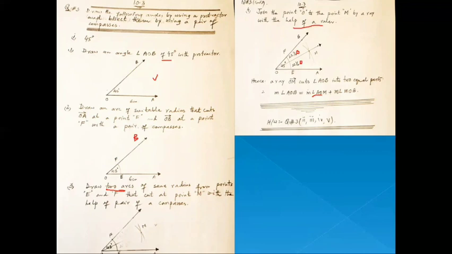Now from O, draw the ray through M. The ray OM is an angle bisector. This is the ray that bisects the 45 degrees into 2 equal angles, 22.5 degrees and 22.5 degrees. Now here OM cuts the angle AOB into 2 equal parts. The measure of AOB is equal to the measure of angle AOM plus the measure of angle MOB.